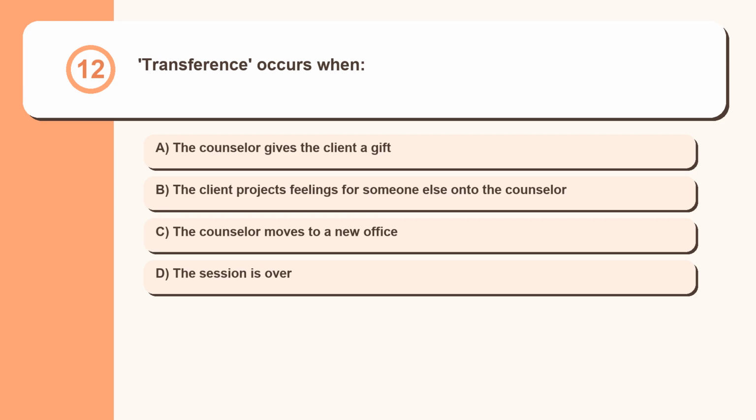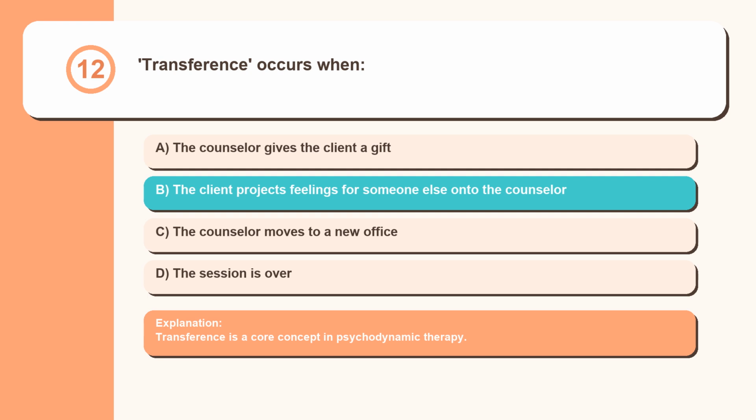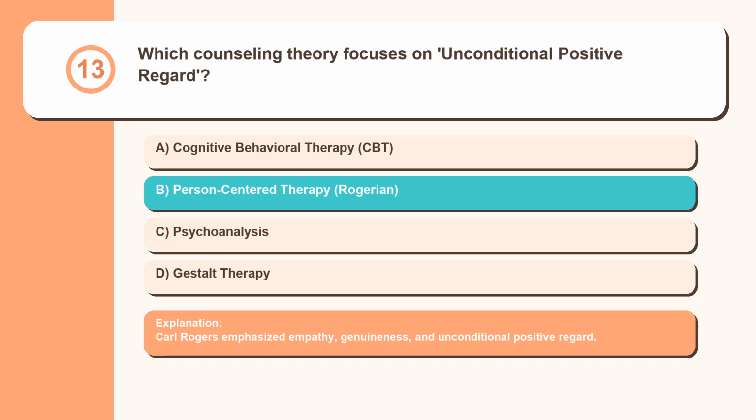Question 12. Transference occurs when the counselor gives the client a gift, the client projects feelings for someone else onto the counselor, the counselor moves to a new office, the session is over. Transference is a core concept in psychodynamic therapy. Question 13. Which counseling theory focuses on unconditional positive regard? Cognitive behavioral therapy, CBT. Person-centered therapy, Rogerian. Psychoanalysis. Gestalt therapy. Carl Rogers emphasized empathy, genuineness, and unconditional positive regard.